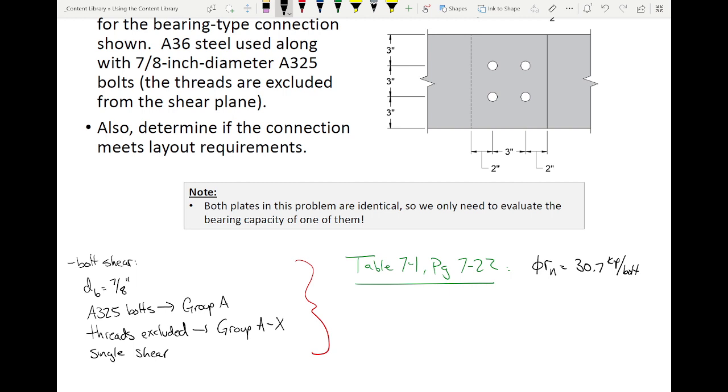So, any questions? Now, how many bolts are in the connection? 4. So, what that means is phi Rn is kips per bolt, 4 bolts. I might be able to do this one in my head. So 30 times 4 is 120. 7 times 4 is 28. 2.8, what is that, 122.8?